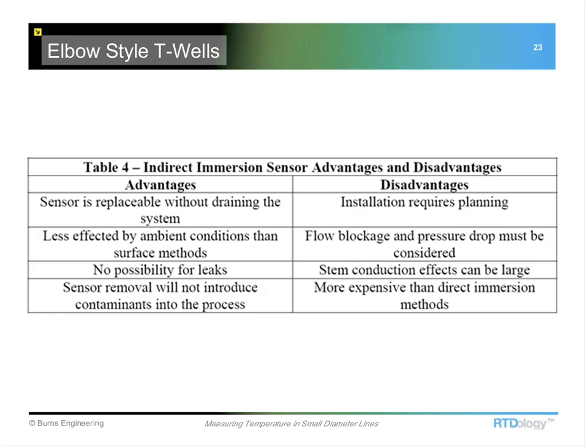You do need to plan this installation fairly carefully because you need to pick a spot in your piping system where you're making a right angle turn, and the flow has to be coming at the tip of the sensor, ideally. It could go the other way, but it's really best if you have it coming right at the tip of the sensor. So that does require some planning ahead of time for that particular process.